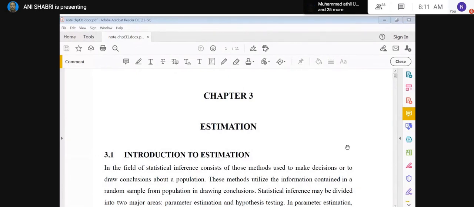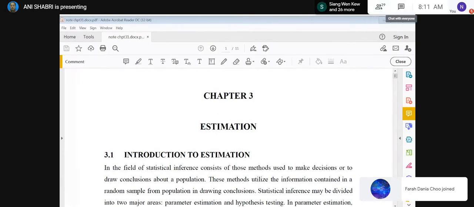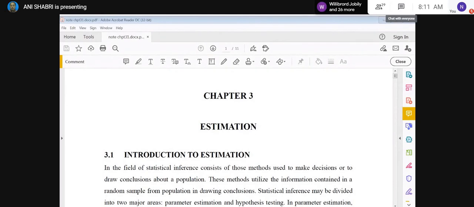Introduction to Estimation. The field of statistical inference consists of those methods used to make decisions or to draw conclusions about a population. These methods utilize the information contained in a random sample from the population in drawing conclusions. Statistical inference may be divided into two major areas: parameter estimation and hypothesis testing.